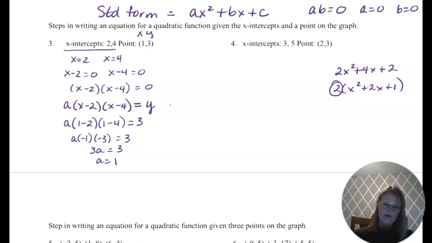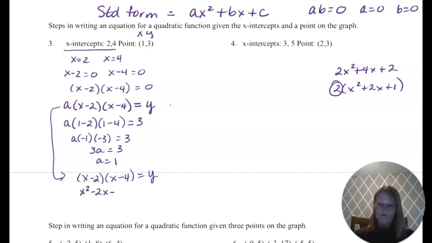Where do I want to go? So we're going to come down here, and I'm coming really from that problem, a is 1. So I have x minus 2 times x minus 4 equals y. And now all I need to do is go ahead and FOIL that out. So I'm going to have x squared minus 2x minus 4x plus 8 equals y. x squared minus 6x plus 8 equals y, and that becomes my equation.